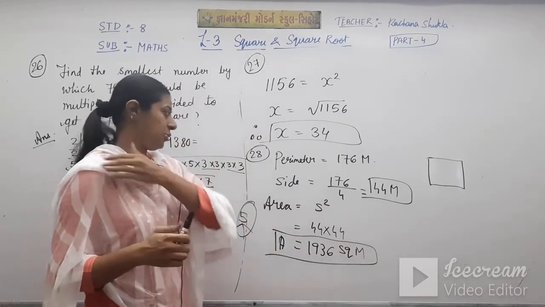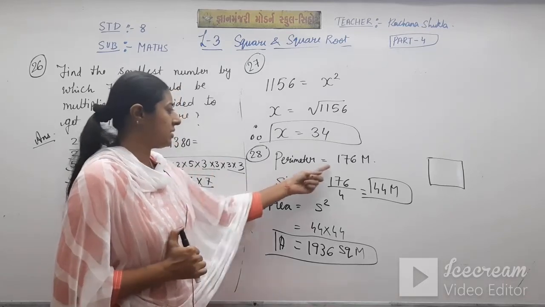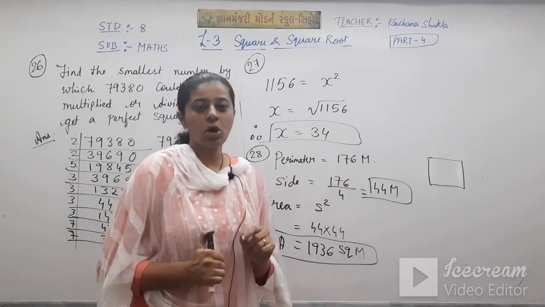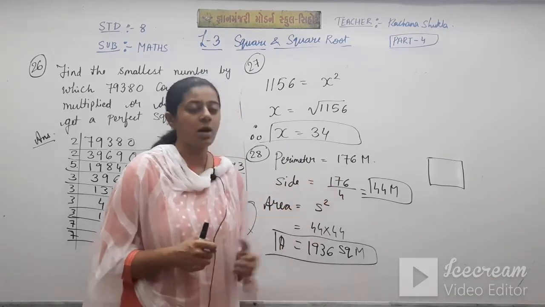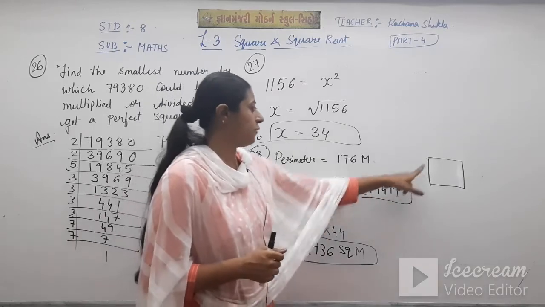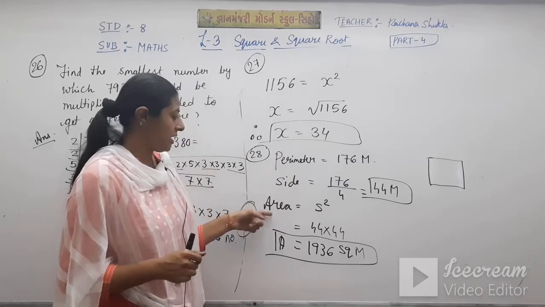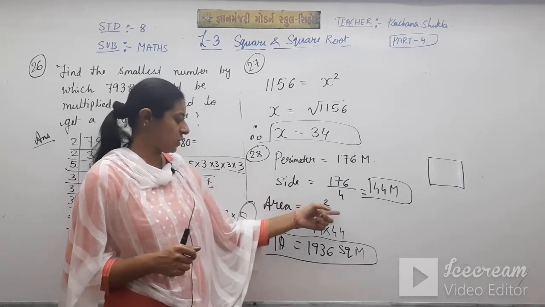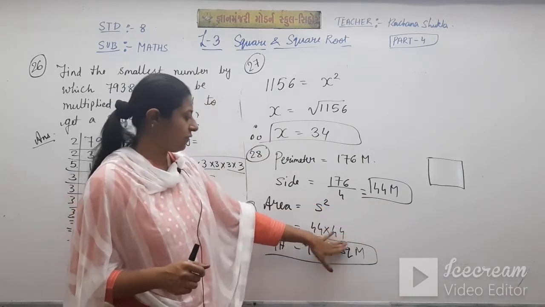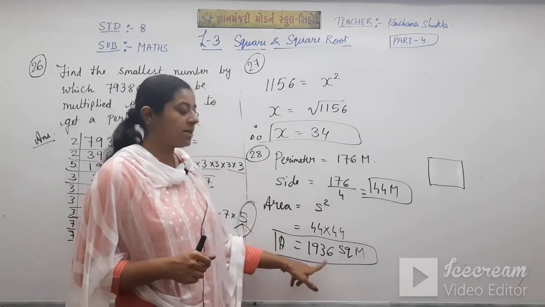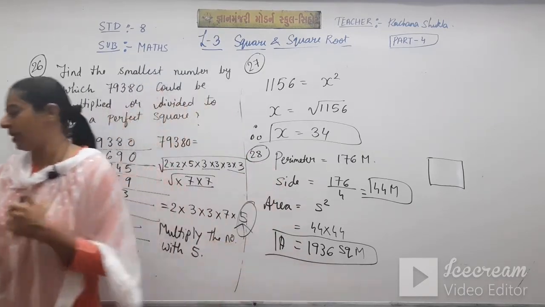Again I will explain you. The perimeter of a square field is given, and that is 176 meter. So first find out the side. Side is equal to 176 upon 4. That is 44, 44, 44 and 44, 4 sides. Then area. The formula of area is S square. So what is our S? 44. 44 into 44, and that is 1936 is your answer. So we have done example 28.